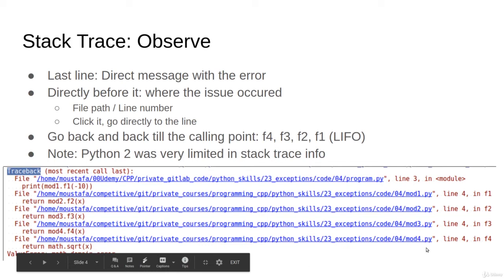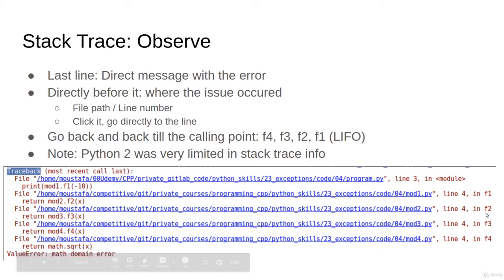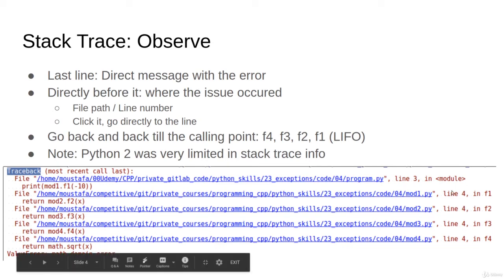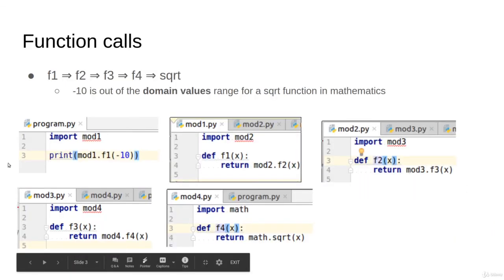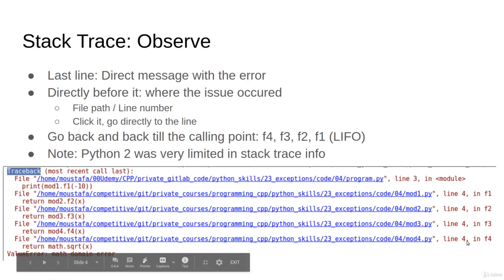It happened in module 4, line 4, in function f4. Then this call came from line 4 in f3, then from line 4 in f2, then from line 4 in f1, then from line 3 in this call. Observe all of them are line 4 just because they are all at line 4 here, but if you change that, they will be at different file lines. So this is what we call a stack trace. It has all of the function calls until the problem happened, and you typically start from the end of it, not from the front of it.